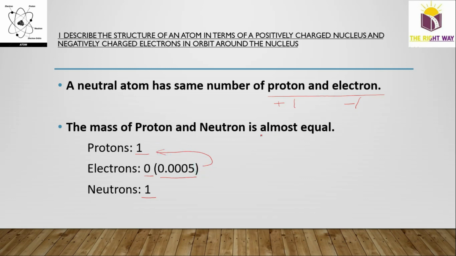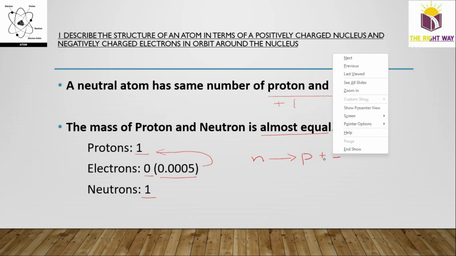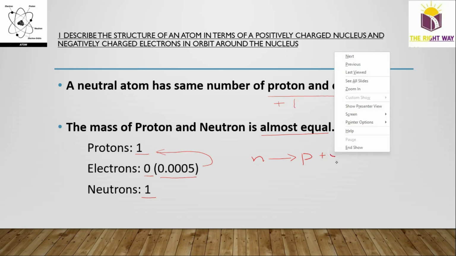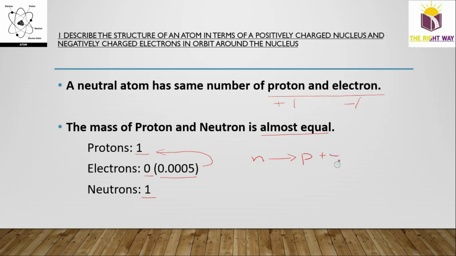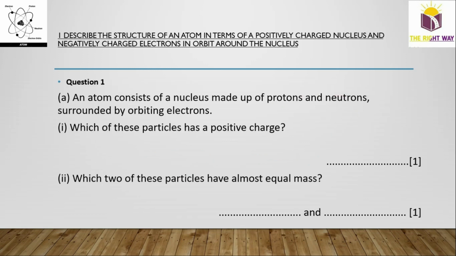Okay, almost equal. Why did we say it is almost equal? Because when a neutron decays, it converts into a proton plus an electron. It means the mass of electron and proton is equal to that of a neutron. So neutron and proton are not equal but almost equal, so we are considering here that they are almost equal. When we write it in our topics, we will consider them equal. Okay, here are the questions related to our topics.